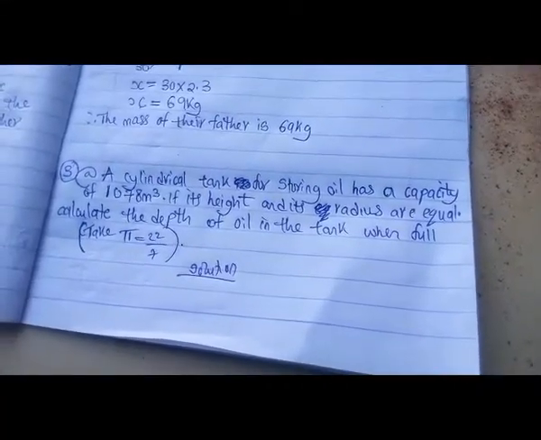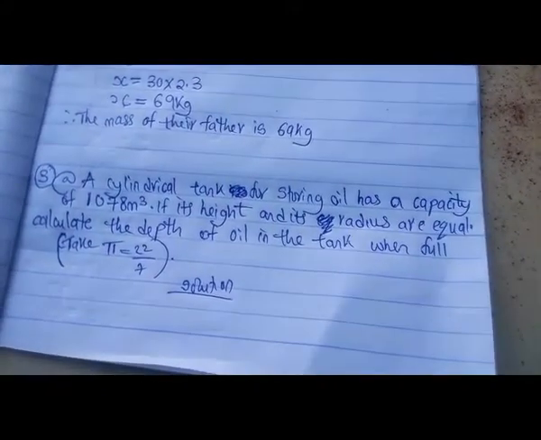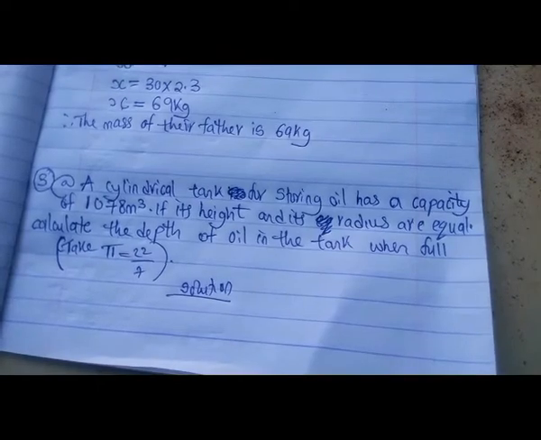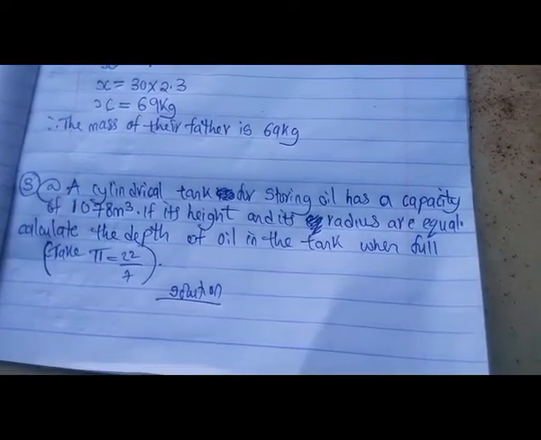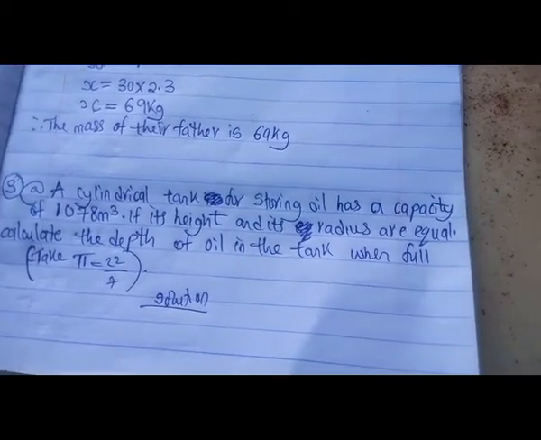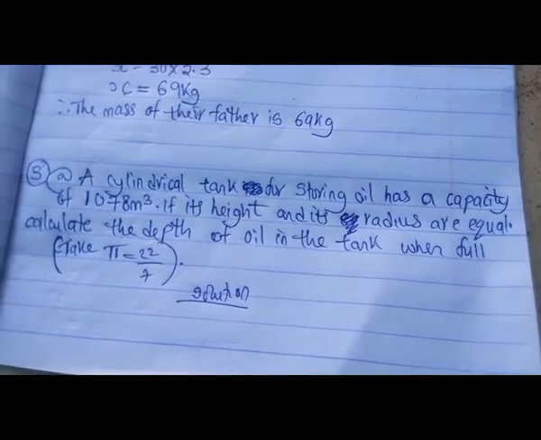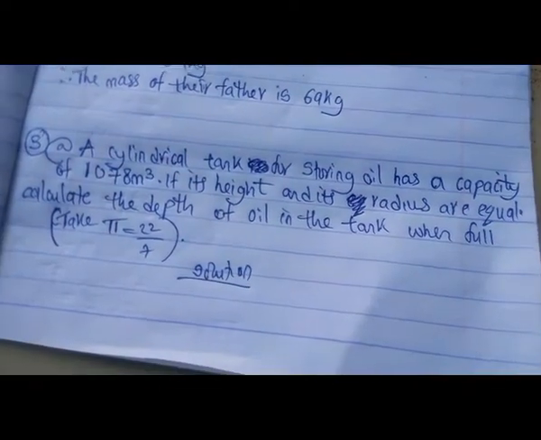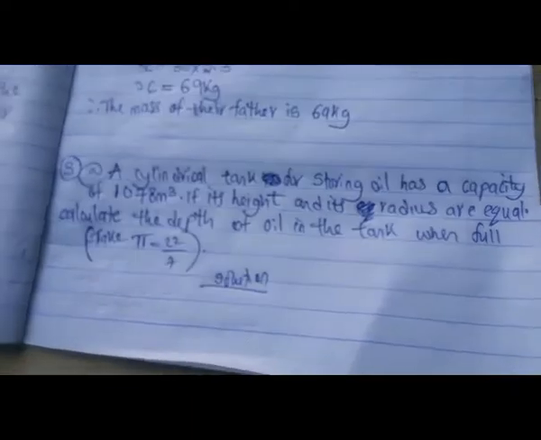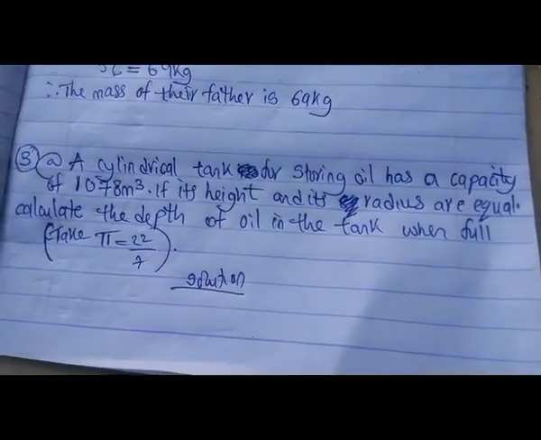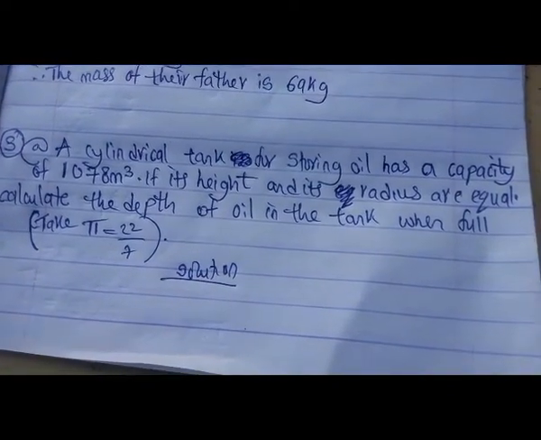The next question says a cylindrical tank for storing oil has a capacity of 1078 meter cube. If its height and its radius are equal, calculate the depth of oil in the tank when full. The depth is also equals to the height. So to calculate the depth, that means you are looking for the height. And they said the height and the radius are equal. That means the h equals to r.